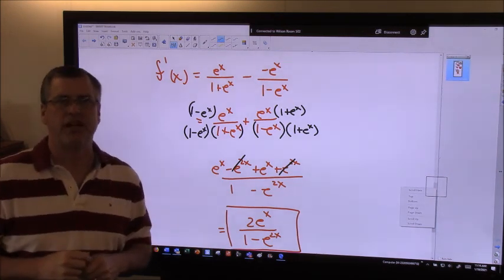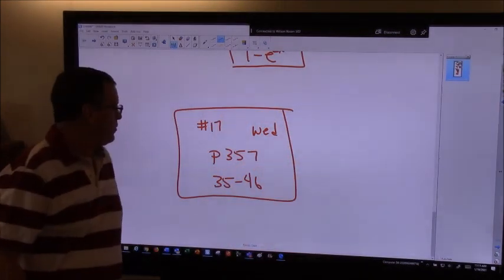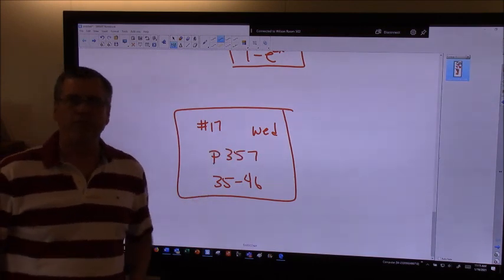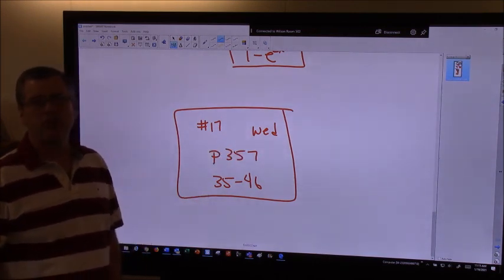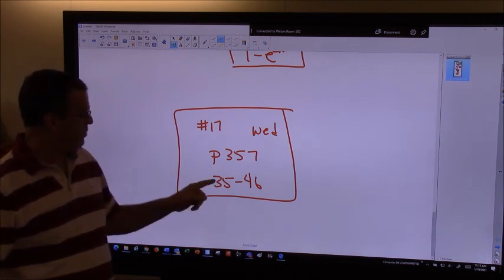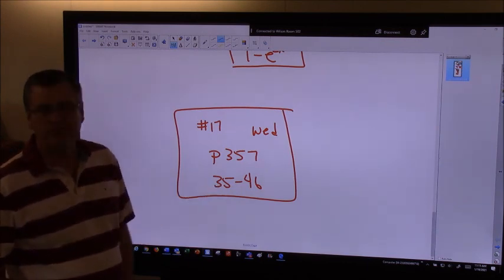All right, let me get you guys an assignment. So we're on week 17 now. This is Wednesday's piece. You guys won't have a Monday piece because we didn't have school. It's Martin Luther King Day. Page 357, we're going to do 35 to 46. We'll do all of those.